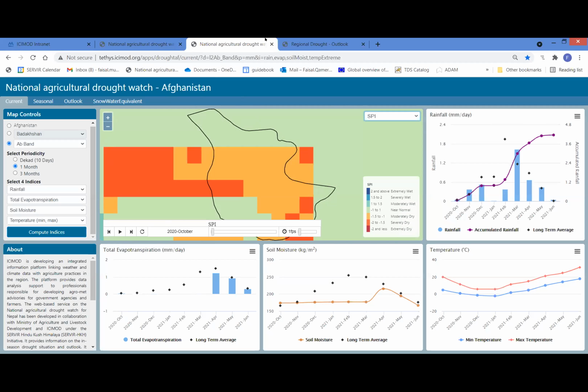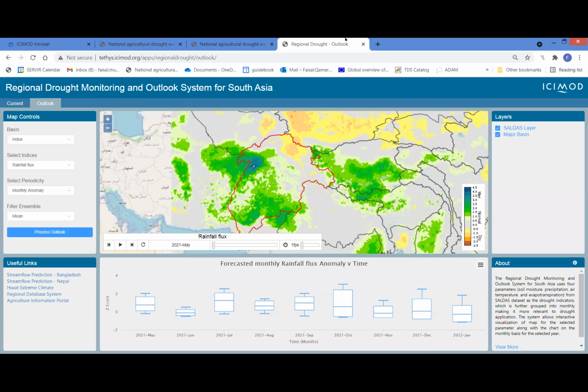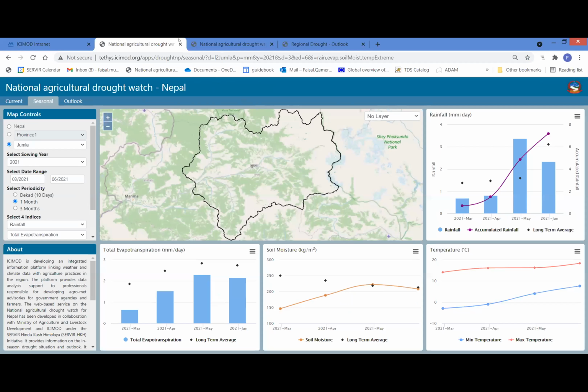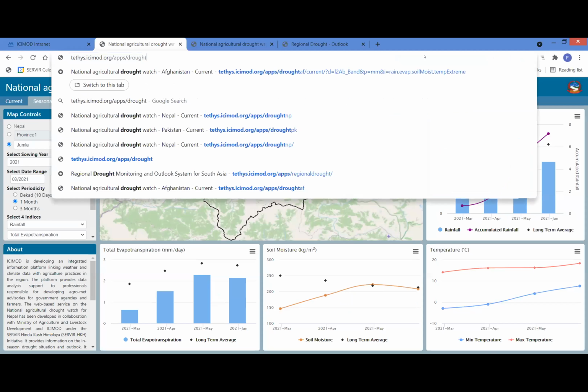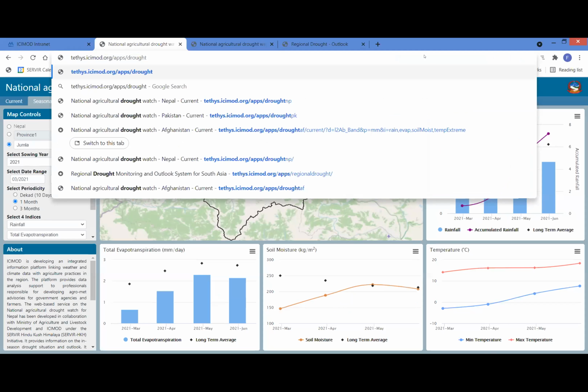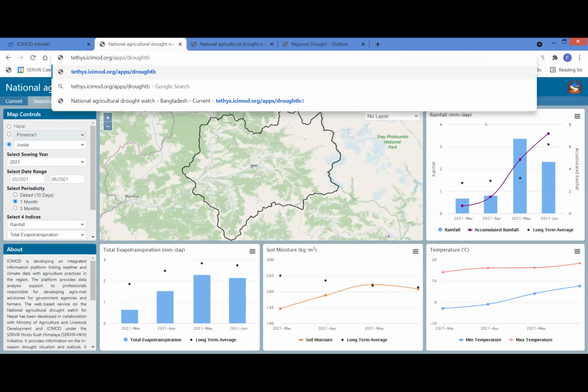So you can play with it, this interface is available. Let me put all the others as well, Pakistan as well.